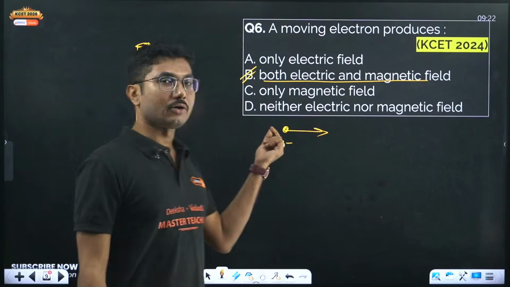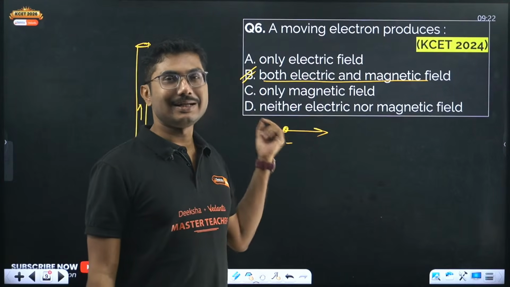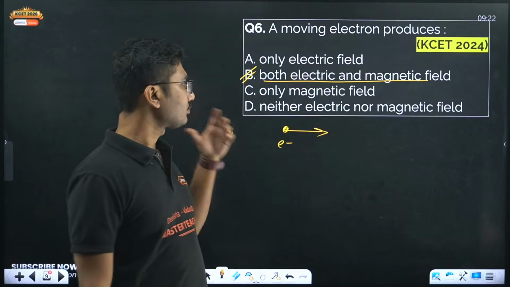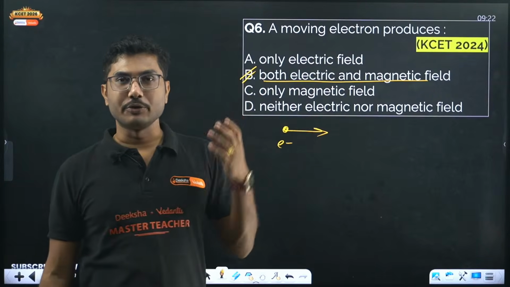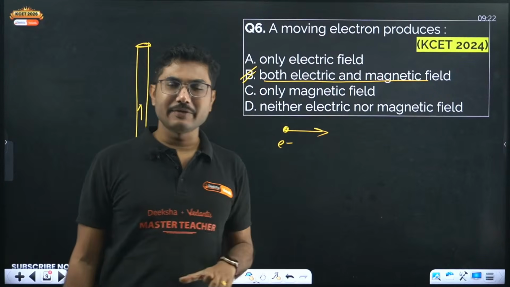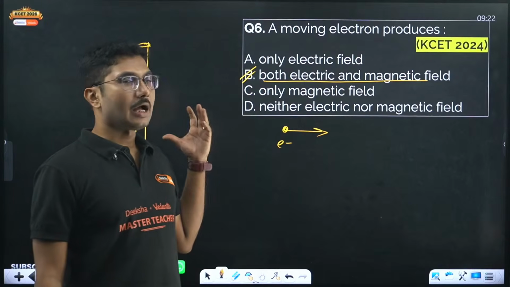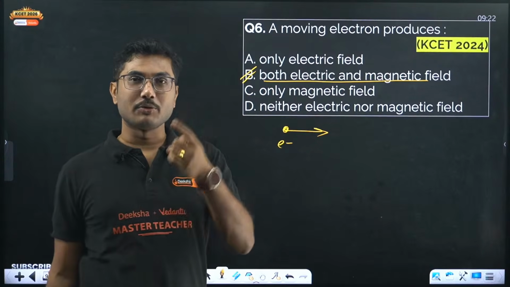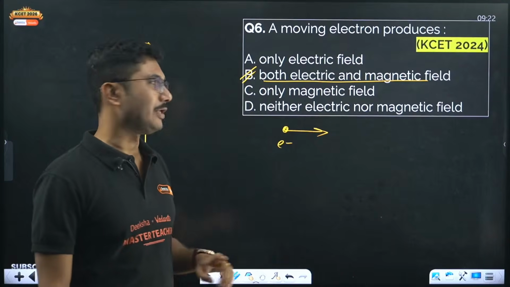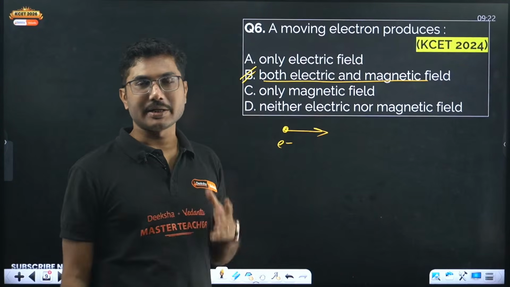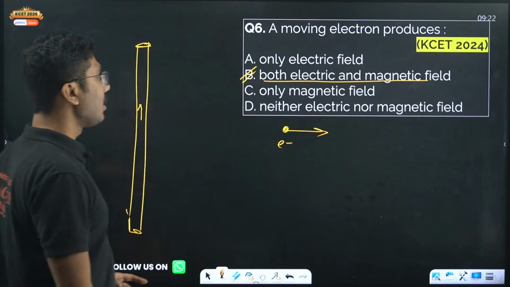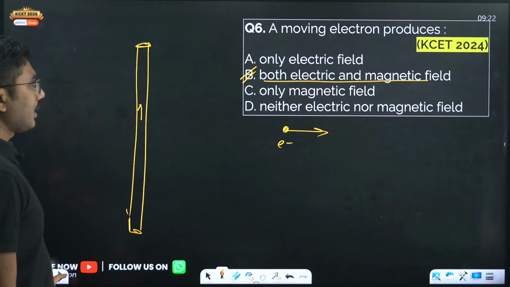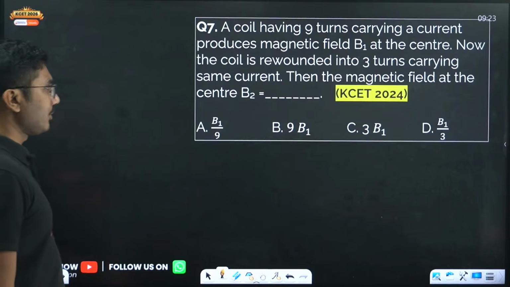But a free electron, on the other hand, has an electric field on its own. So a free electron will produce electric and magnetic field together, and not only that, if the electron accelerates, it will produce electromagnetic wave as well. An accelerating charged particle produces electromagnetic wave as well. Now let's move on to the next question.